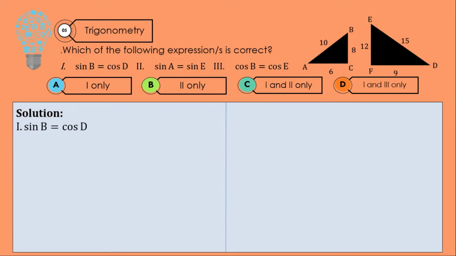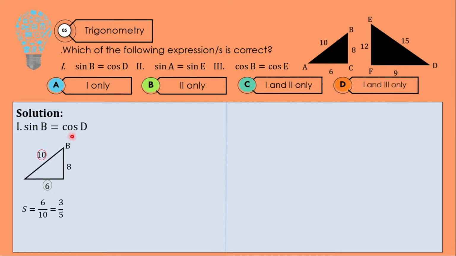Let's start with the first expression. Sine B is equivalent to cosine D. Our first triangle has its angle in B, and since the function here is sine, we're going to use SOH, and we need to find the opposite, which is 6, and the hypotenuse, which is 10. So we'll have sine is equivalent to 6 over 10, or 3/5.